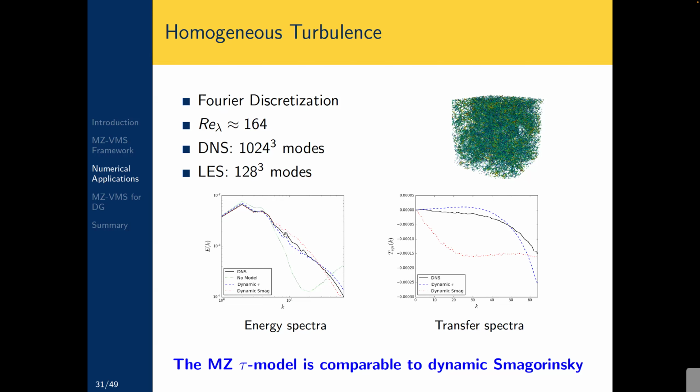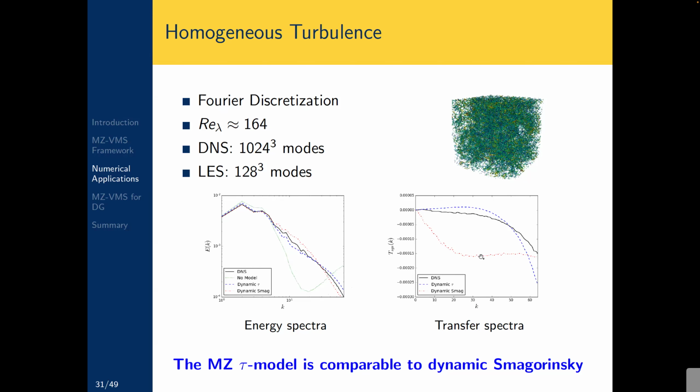And so what you see here is that, if you have the no model case where you don't include any models for the subgrid scales, you get very poor behavior where you have a buildup of energy at high wave numbers. And then when you go to the dynamic tau model, you do a really nice job of accurately capturing the energy spectrum. And you are doing at least as well as dynamic Smagorinsky, if not a little bit better.